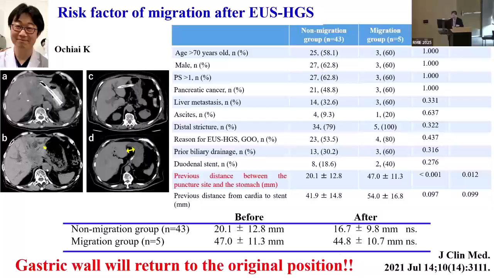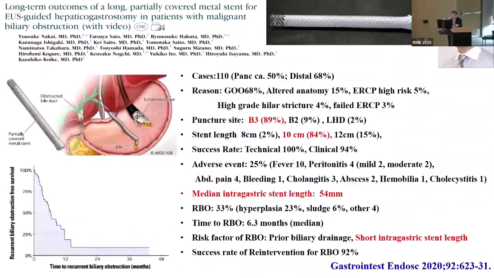So we think the gastric wall will return to the original position, especially using the Fuji scope, because of the very long distance between liver and stomach. So then we use a very long stent. We also use a modified Giobor, with only 1 cm kept uncovered at the hepatic side. No migration occurred, but the median intragastric stent length is 54 millimeters. So longer is safer in the stomach portion, I think.